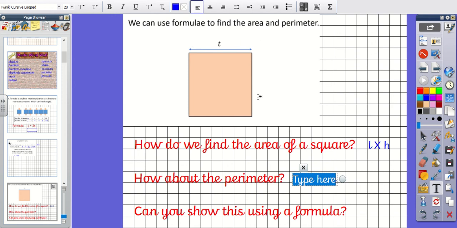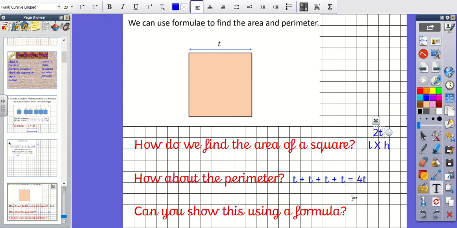Now, these sides here are called T. So we would do T add T add T add T. But then we could also just do 4T. That would give us the same, okay? And then how do we find the area? So going back to the area, we would do the length times the height. We know that the square has all the sides the same size. So we would just put T times T and that would give us the area.